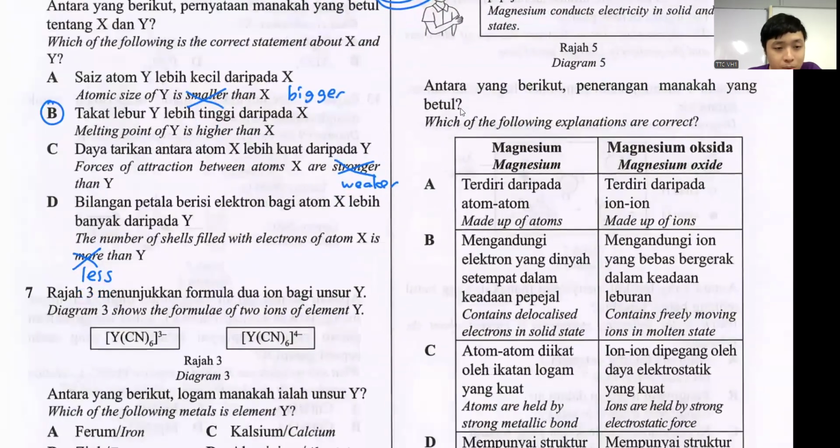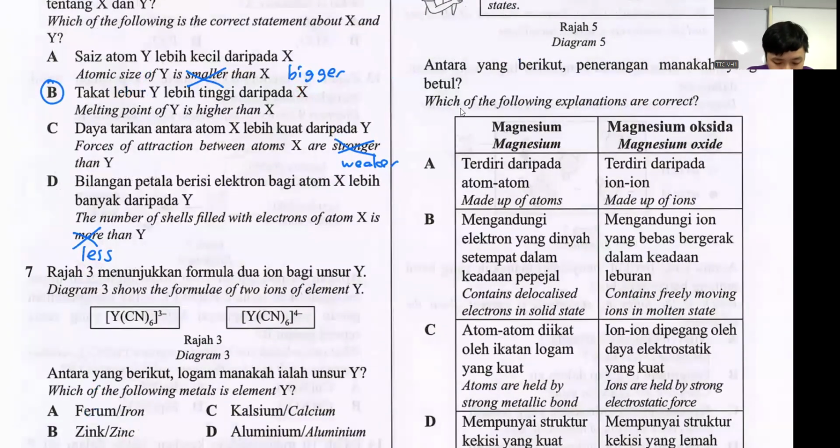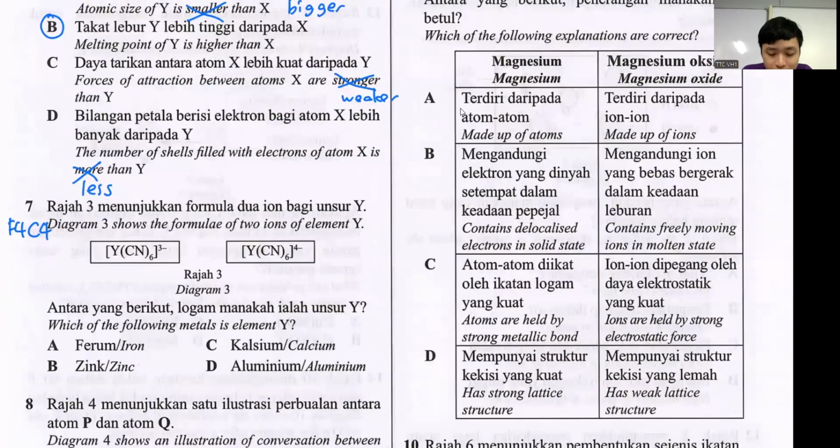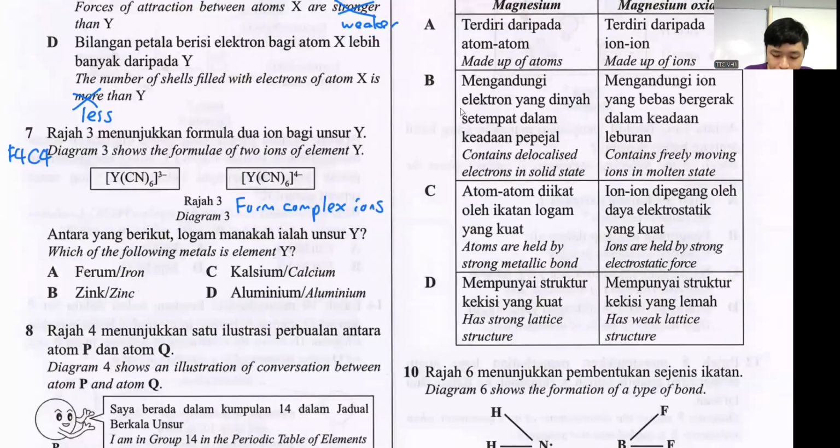Okay. 7. This is Form 4, Chapter 4 also. So diagram 3 shows a formula of two ions. This is one of the special characteristics of transition elements. This is 4.7. So this is the special characteristic of transition elements: they can form complex ions. So the only answer should be A.